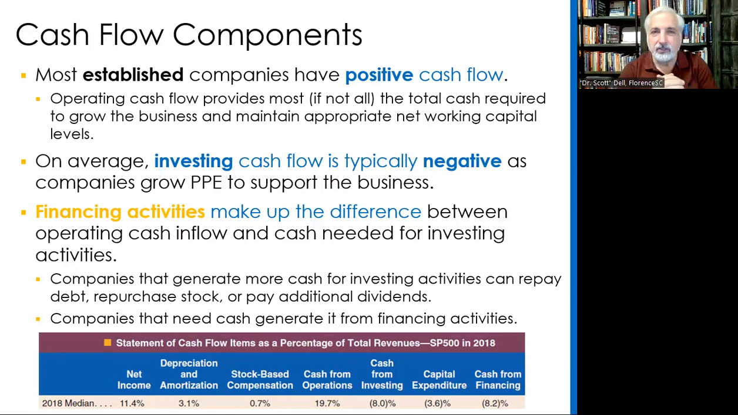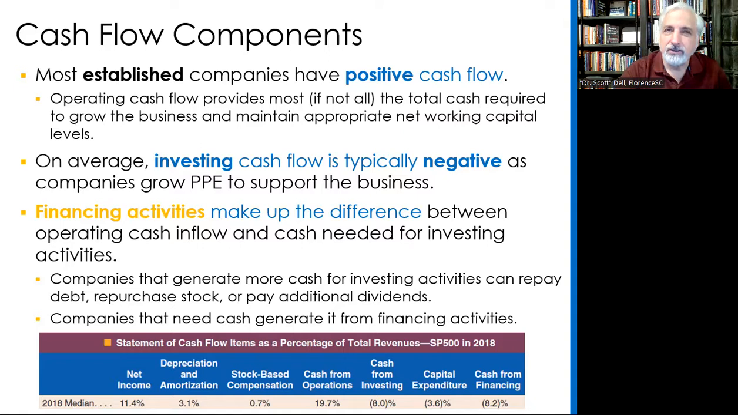And you start making something that you can sell, you start getting some revenues, but your expenses still exceed the revenues, and you're writing checks for those expenses, and you're getting checks for those revenues, but they're not catching up yet. But eventually, as I say here, when you get more established, you better have positive cash flow. Operating cash flow provides most, if not all, the total cash required. So operations is the best indicator of future performance.